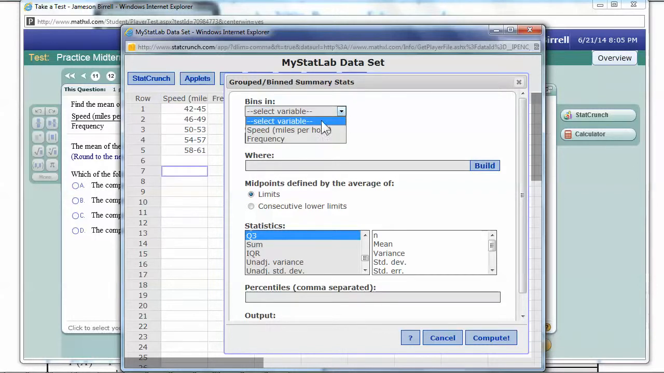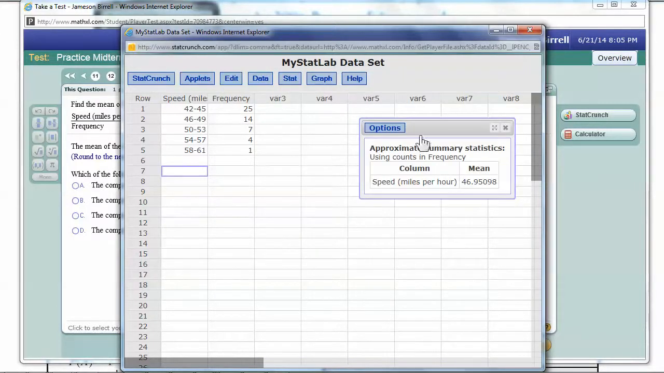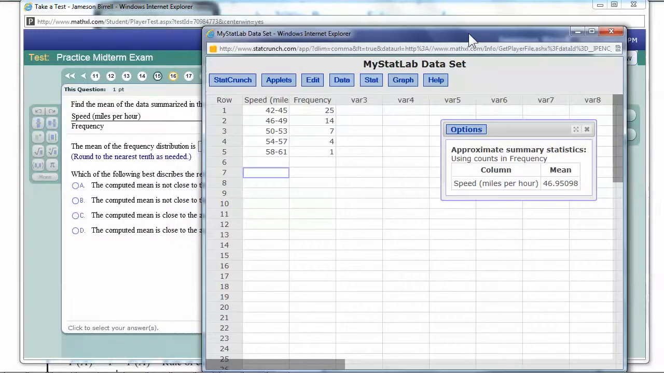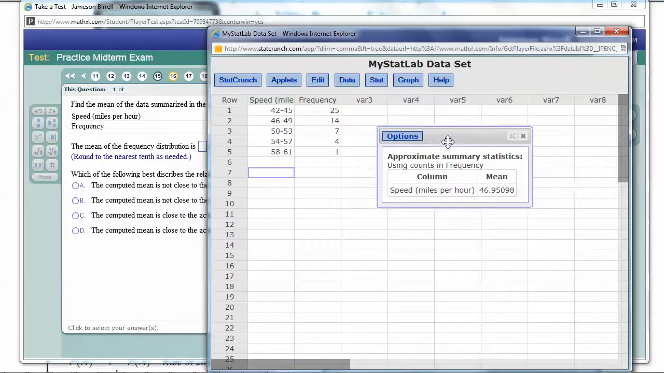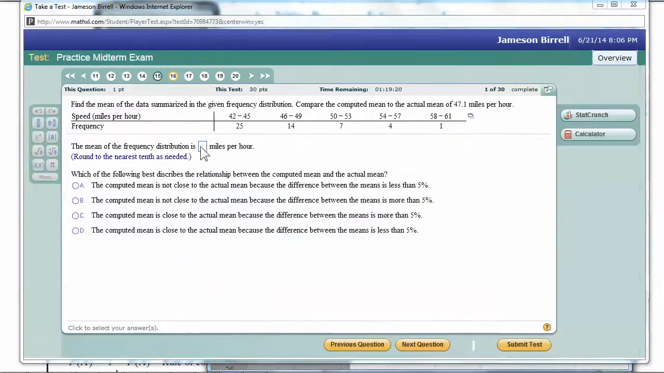So the bins are the speeds, and the counts are the frequencies. All I really need on this problem is the mean. So hit Compute. There we go. It did all that very hard work, and once you've done this a couple times, you can truly appreciate that. And I've got an average of 46.95. I don't know if they want the nearest tenth over there. Okay, so I'm going to do 47.